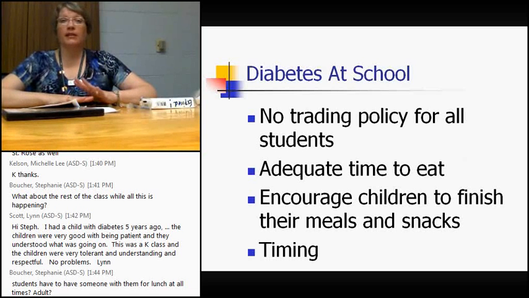And then timing of meals. Diabetes does not work well with surprises. So having a meal shift an hour or a snack shift an hour through the day is really going to throw things off for a lot of kids with diabetes.